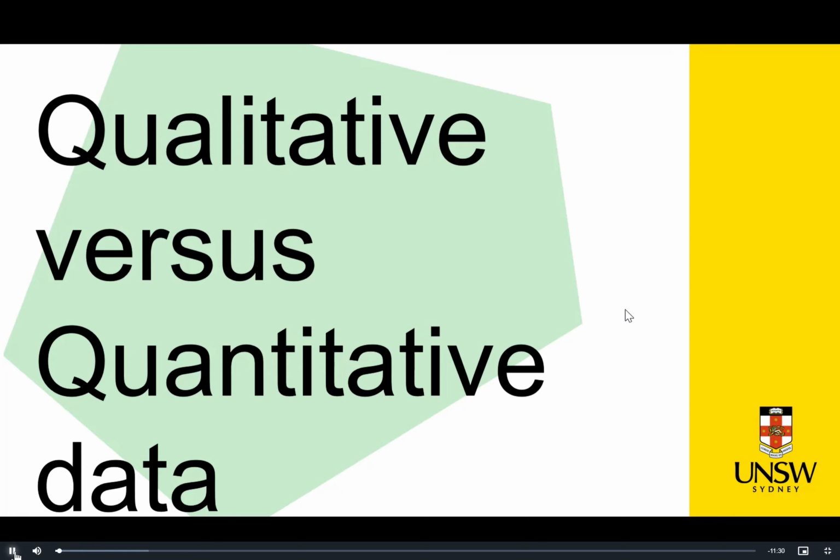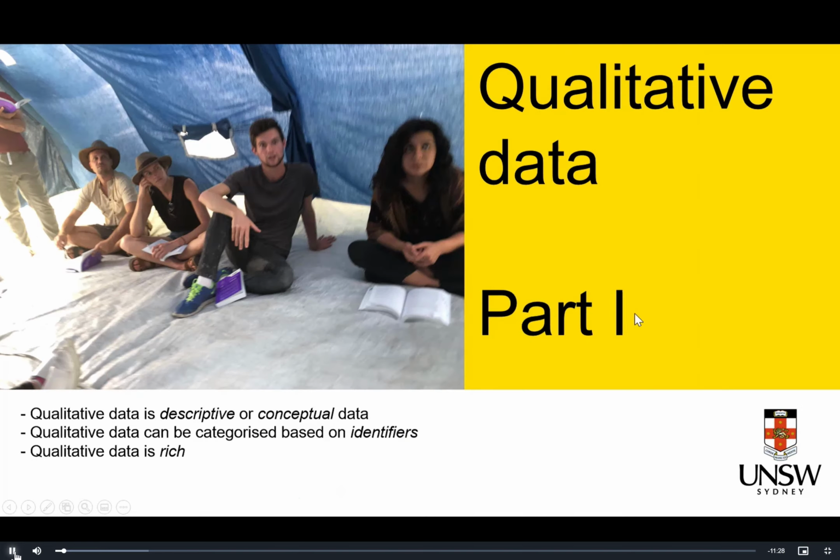on the differences between qualitative and quantitative data. Qualitative data, part 1. So qualitative data is descriptive or conceptual data. It's data that you can basically provide a description of.